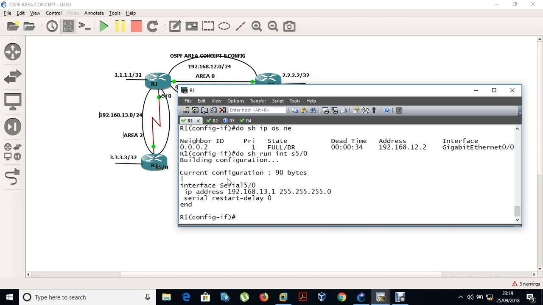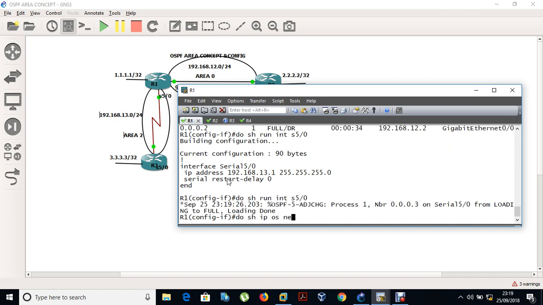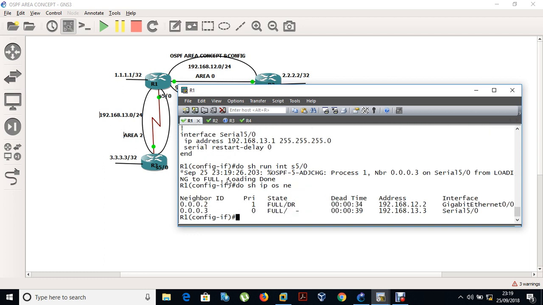So give it a moment, then it will come up. Yeah, now you see it is full.